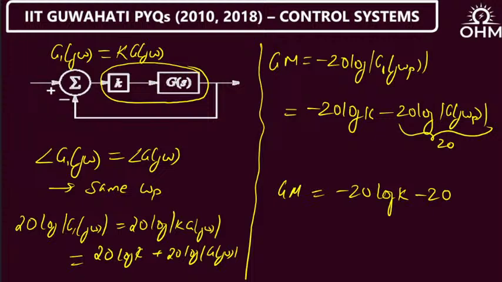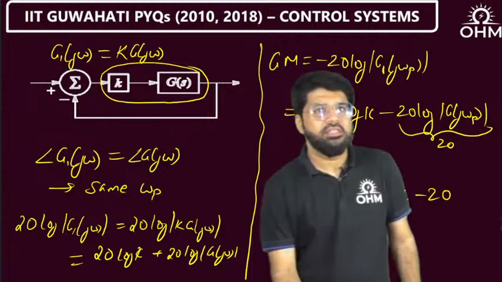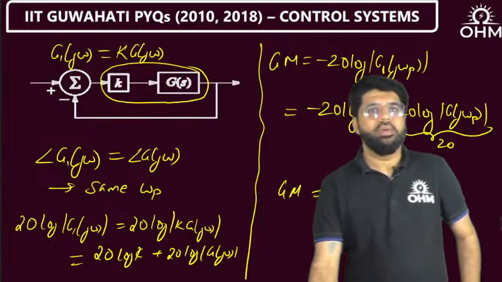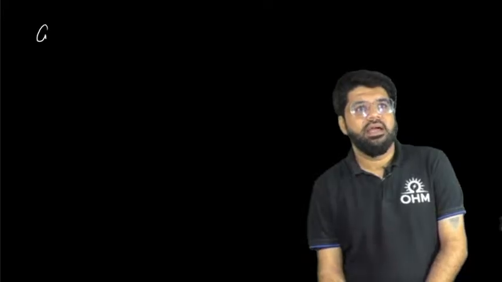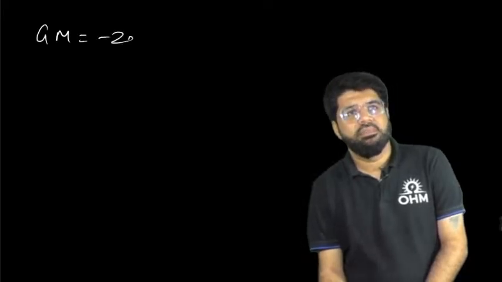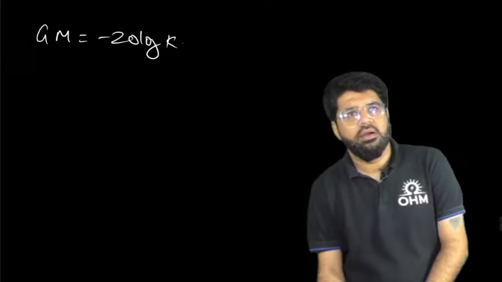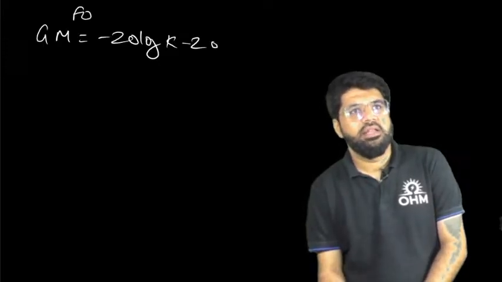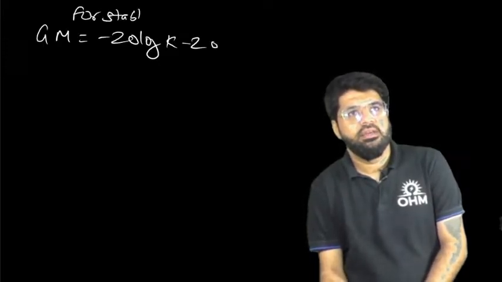Okay, minus 20 log omega minus 20. Hope that is clear. So what I have obtained is that the gain margin is minus 20 log k minus 20, but you need the condition for stability.